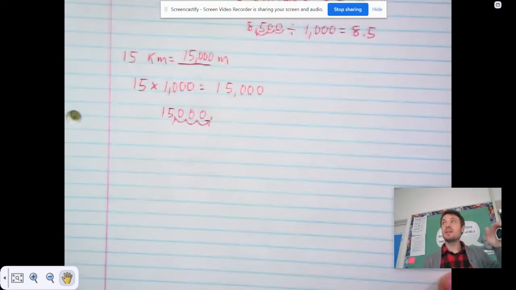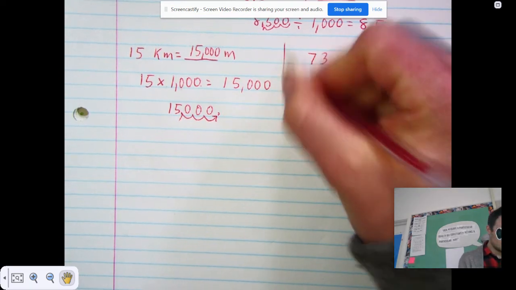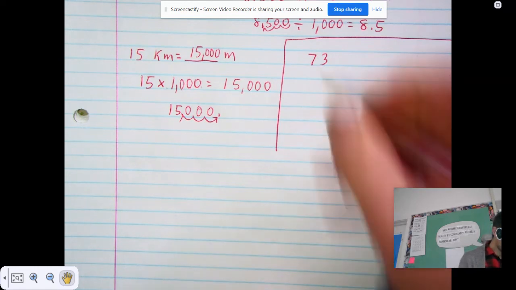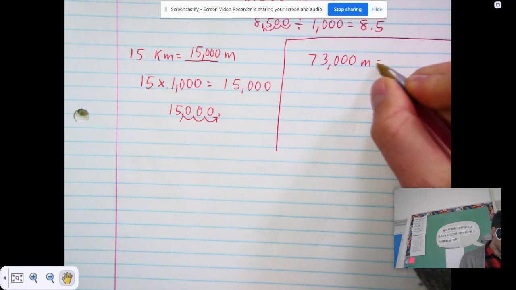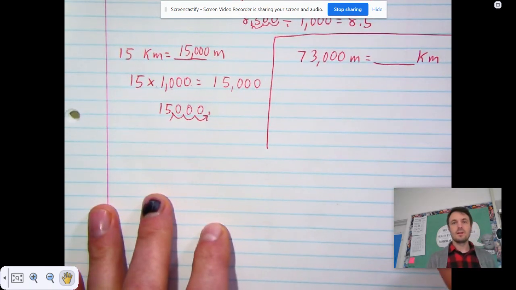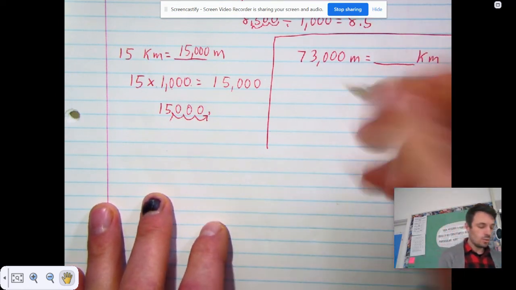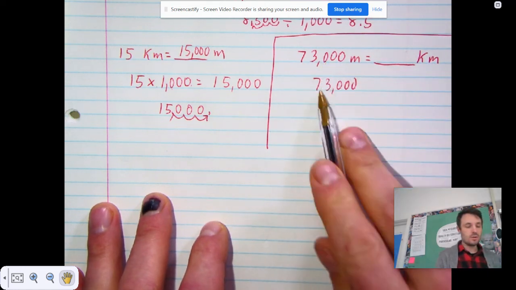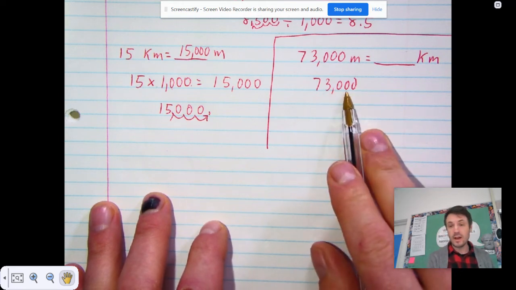Let's do another example together. Let's say we have 73. Here, I'm going to kind of draw some lines to separate this from what we already did. Let's say we have 73,000 meters, and we want to find out how many kilometers that is. Okay, we start with 73,000. Whatever number you have here, that's what you start with. And we're going to multiply or divide something by 73,000.